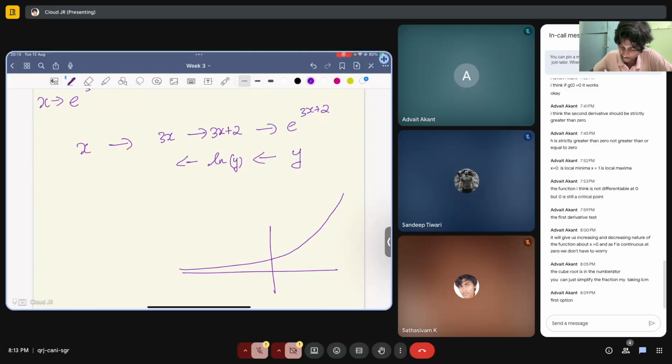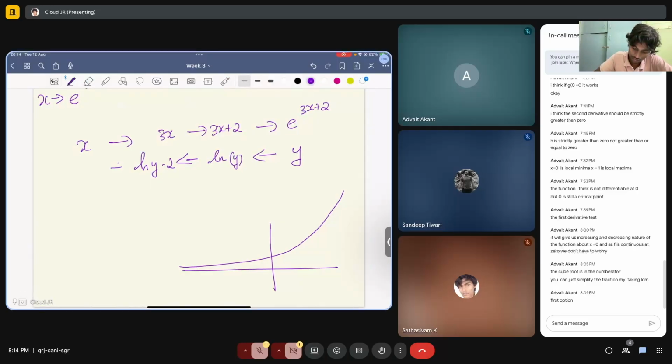Now from here, we go further. Whatever the term here, I'm just adding 2 to it, right? So the inverse of that is subtracting 2: ln of y minus 2. So far that is good. Now here, in this step I'm multiplying by 3, so the inverse is to divide by 3. So this is ln of y minus 2, divided by 3. That is your inverse function.